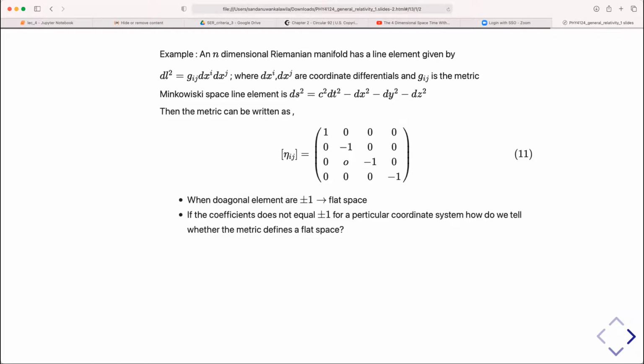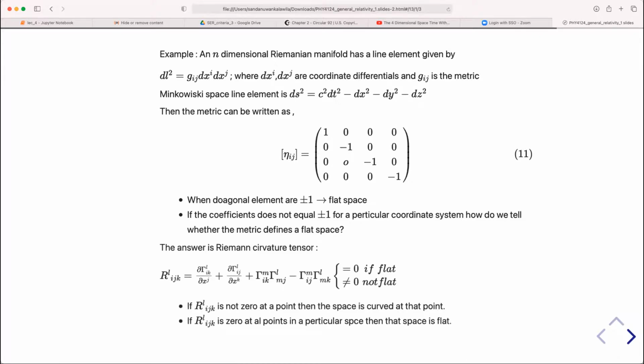Right now, if you have diagonal elements which are equal to plus or minus 1, then it will be a flat space. So that is the space that you have learned under special theory of relativity, right? And then if the coefficients do not equal plus or minus 1 for a particular coordinate system, the next question is, how do we tell whether the metric defines a flat space?